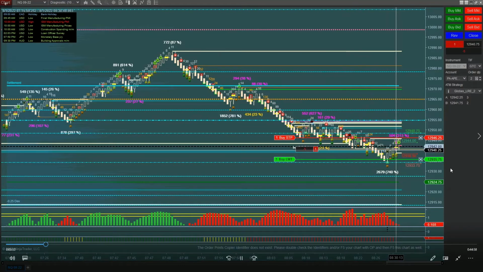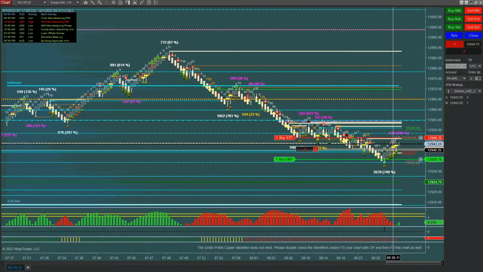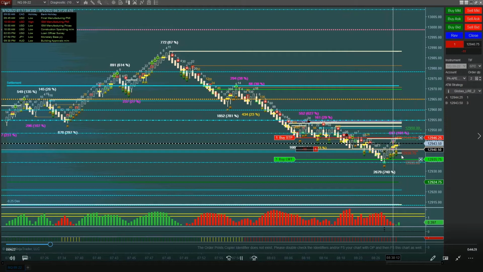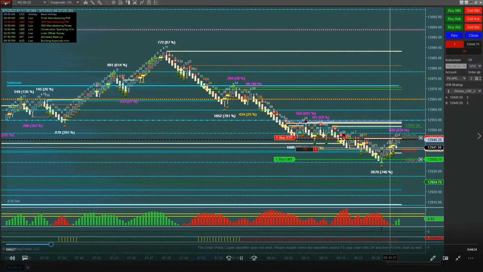There's a lot of HD being built up. As I've said, I already expected it to test these clusters here. Now, it's taking its sweet time. And it's still coming up. It laid another double clusters and it's going up, so I'm not liking that. If it laid these double clusters and came down, that's a great sign. But it laid the double clusters and continued up, so it's telling me the bulls are winning this right now.